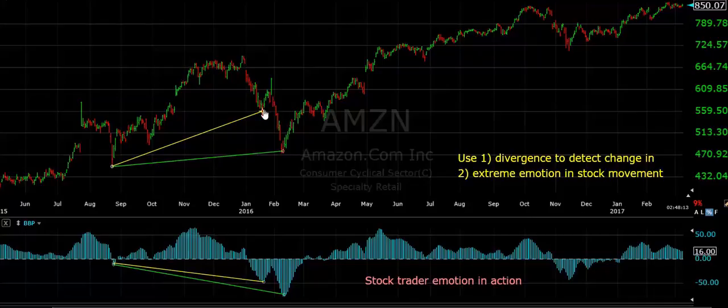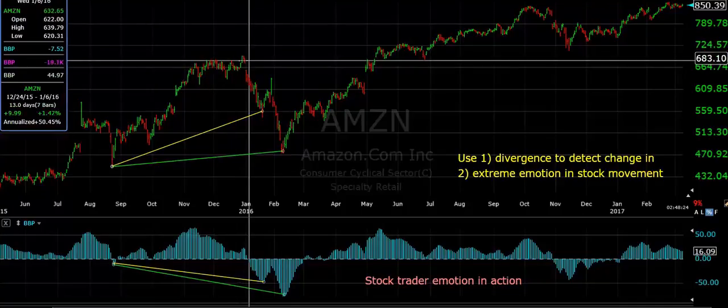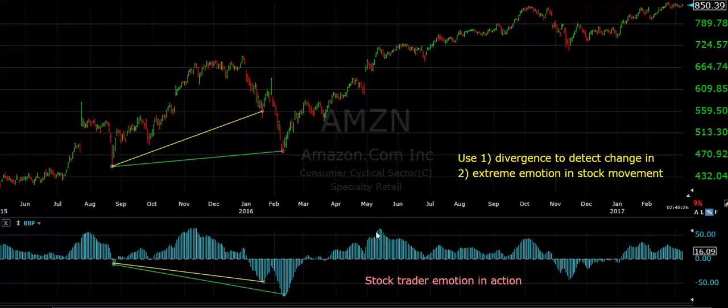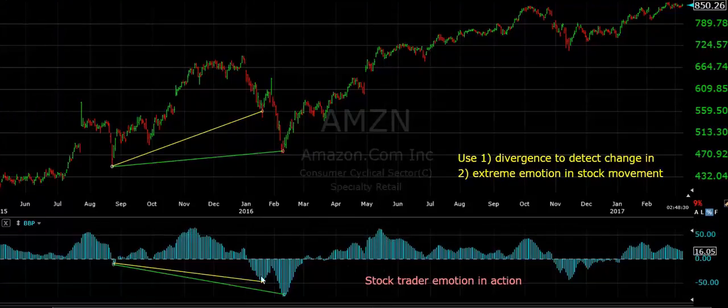Take what the stock gives you. You can enter in on the reversal. A reversal is when something changes. This is a great example of a reversal, when it reverses in price. Here the emotion reverses from bullish to bearish. Here the emotion reverses from bearish to bullish.